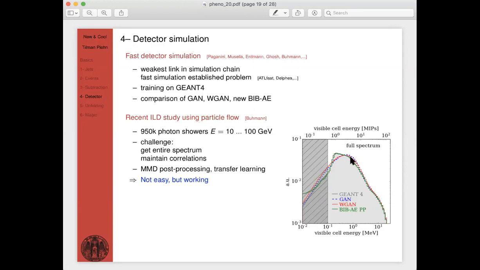This is the latest, as I said, in a long list of studies, including Ben Nachman's group and Martin Erdmann's group and the ATLAS group, and a lot of people working on that.